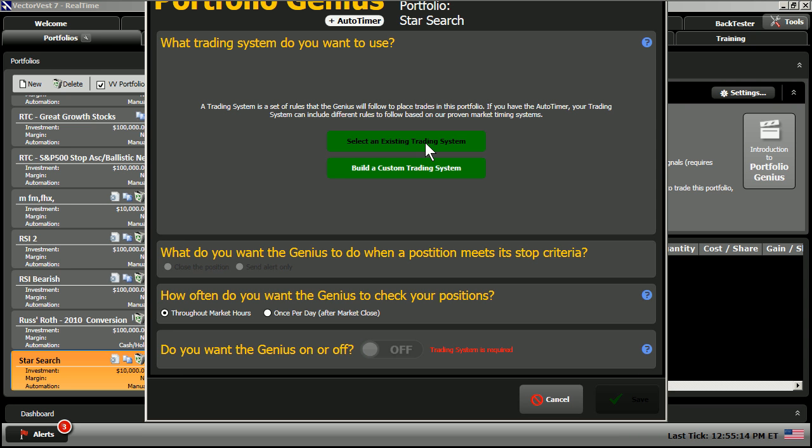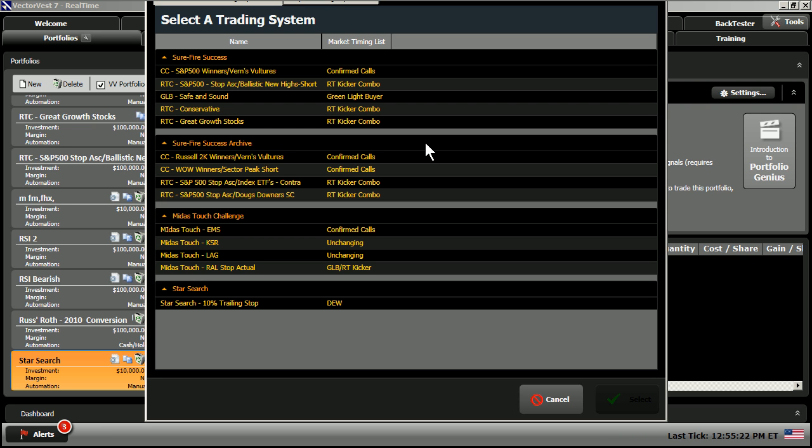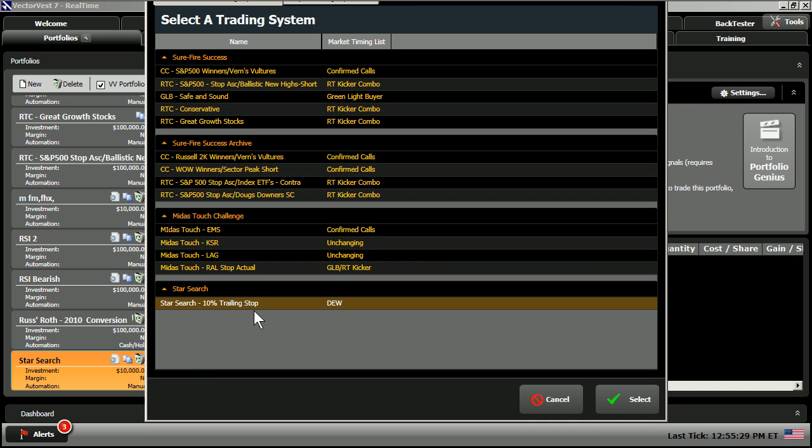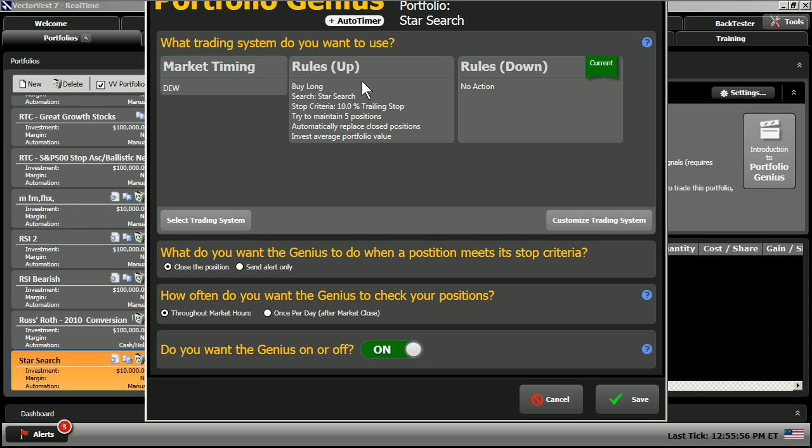an existing trading system. What we did, folks, is we put this trading system and everything that entails loaded into the program for you. So if you click on Select an existing trading system, you'll notice that we have the Star Search with the 10% trailing stop template here. And just like the auto tester, remember in the back tester, I said you needed the auto timer to be able to back test the search using market timing. You also need the auto timer to be able to use any of the templates here because these trading systems have built-in market timing systems within them. So all I need to do is select the trading system, click on Select.